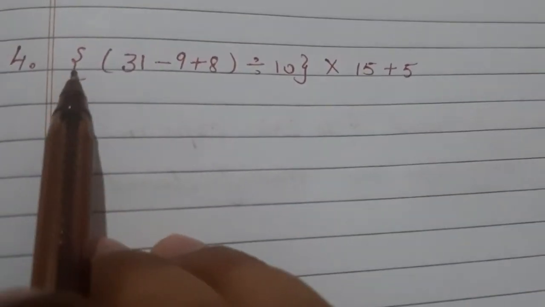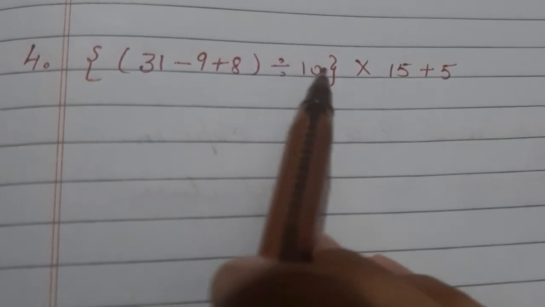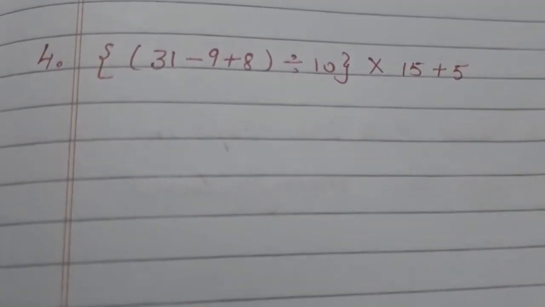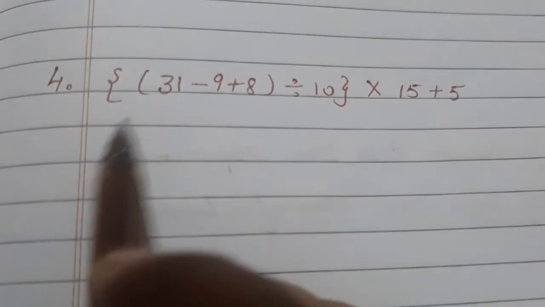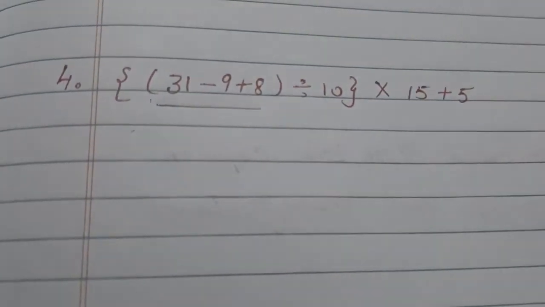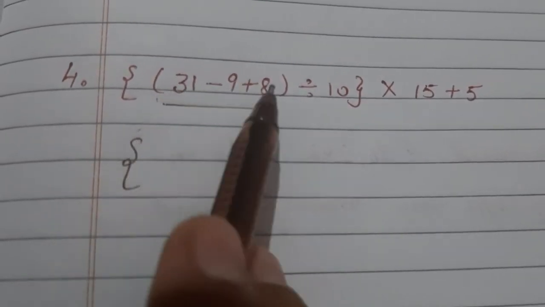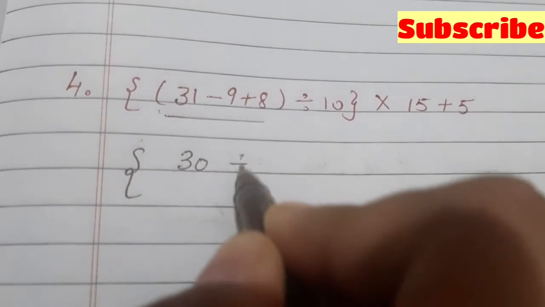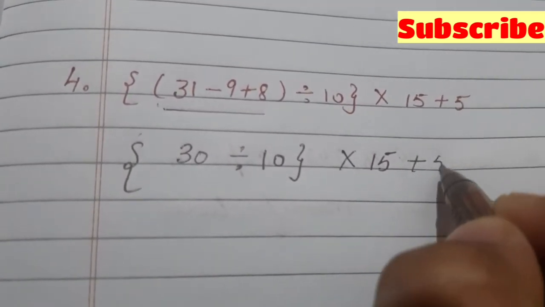That is curly bracket, small bracket, 31 minus 9 plus 8, small bracket close, divided by 10, curly bracket close, multiply by 15 plus 5. So this is also a very different question. Let us do it. First of all, we will solve this bracket here. Curly bracket, 31 plus 8, that is 39. 39 minus 9, it will come out to be 30. Divided by 10. Multiply 15 plus 5.